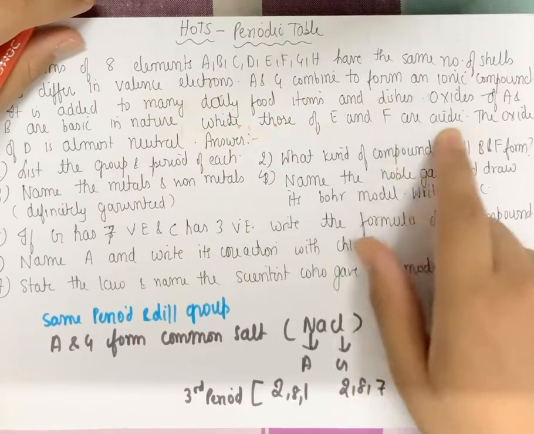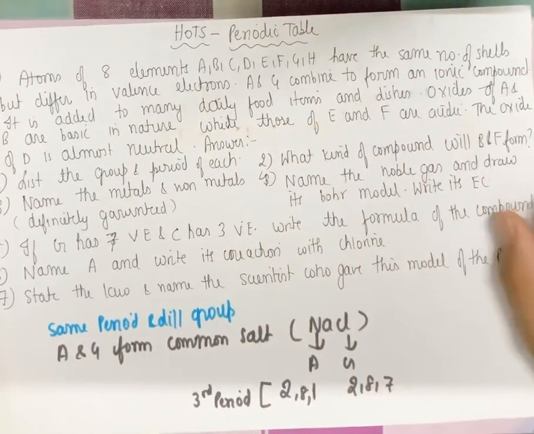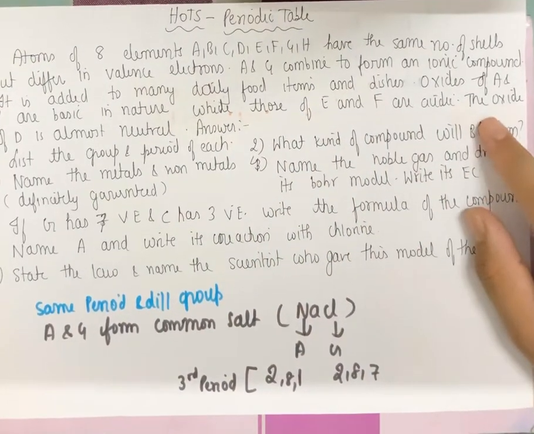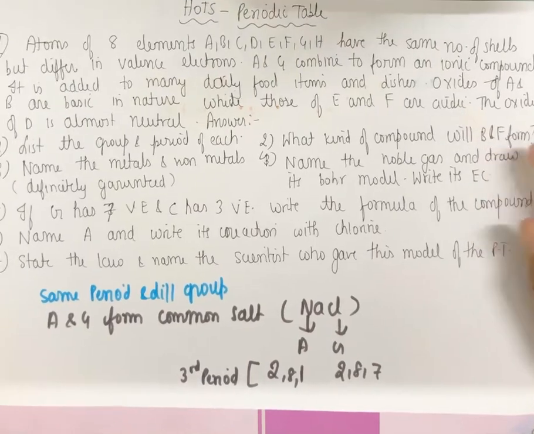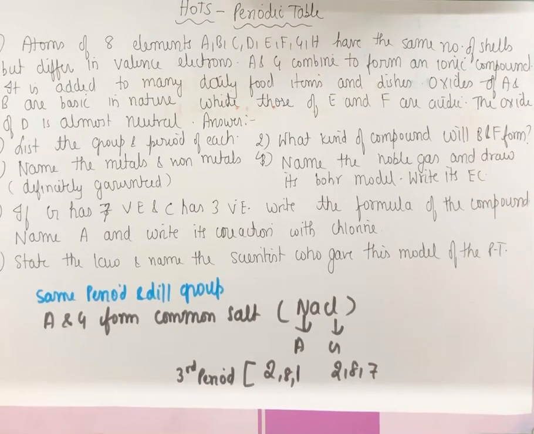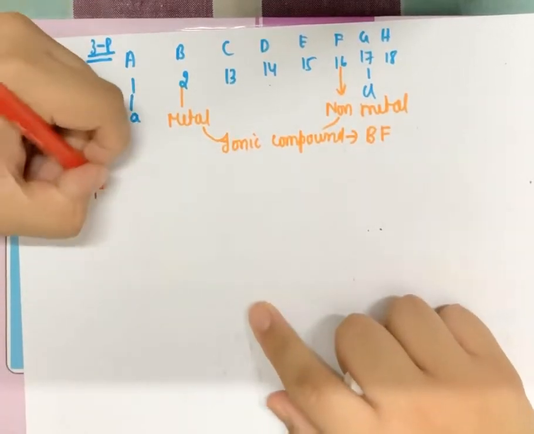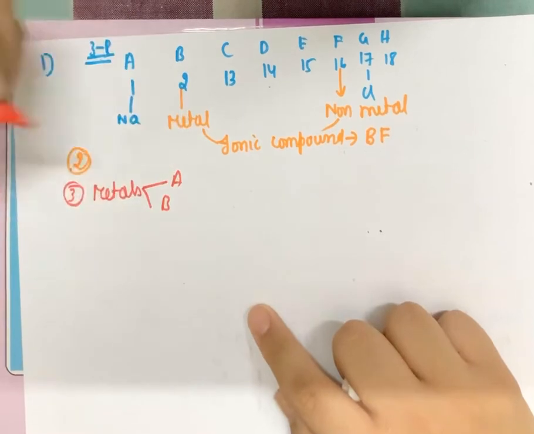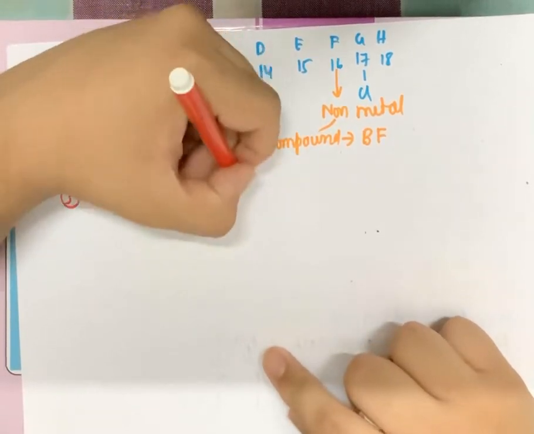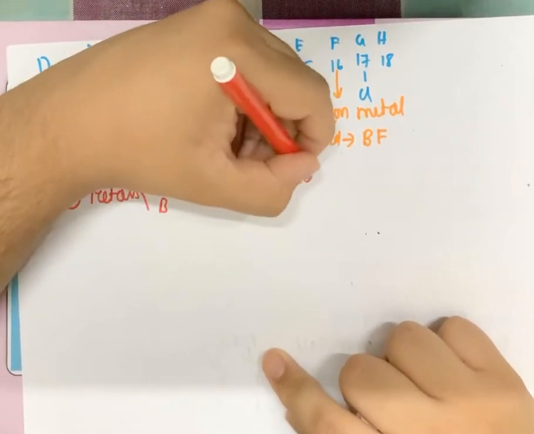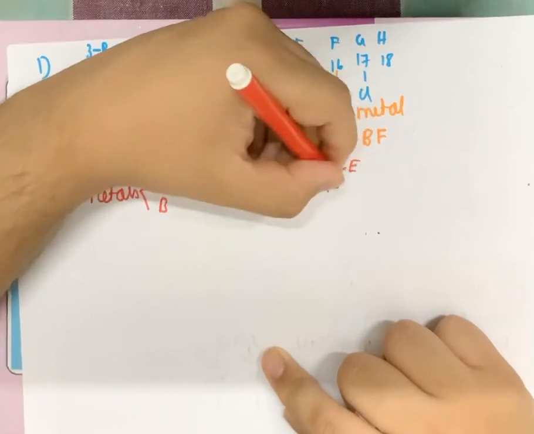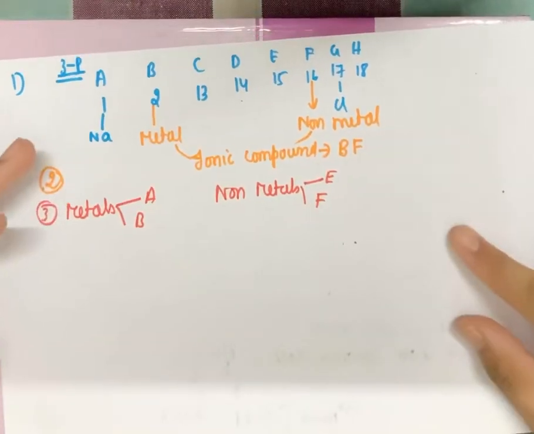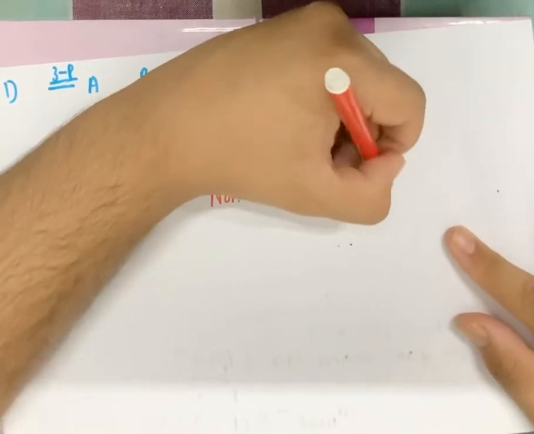While those of E and F are acidic, acidic oxide guaranteedly is formed by non-metal. That means what? A and B are metals, E and F are non-metals, which is guaranteed. Okay. So metals guaranteed are A and B. There can be other metals also. This is the guaranteed one they have asked. And non-metals are E and F. Okay. These are guaranteed to you.